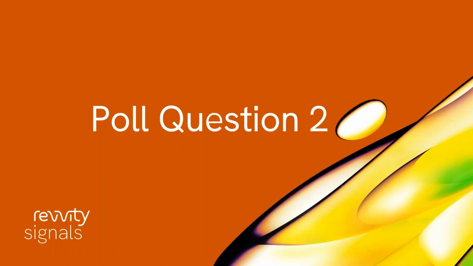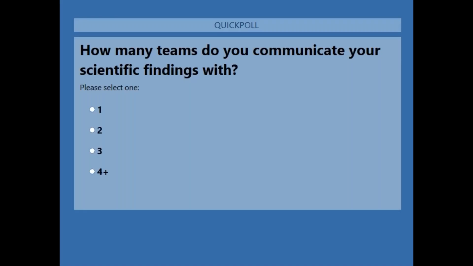All right, next poll question. So how many teams do you communicate with for your scientific findings? So the answers are 1, 2, 3, or 4 or more. And last time, I think I may have not given you enough time, so we'll make sure we give you ample time this time. So please go ahead and vote.